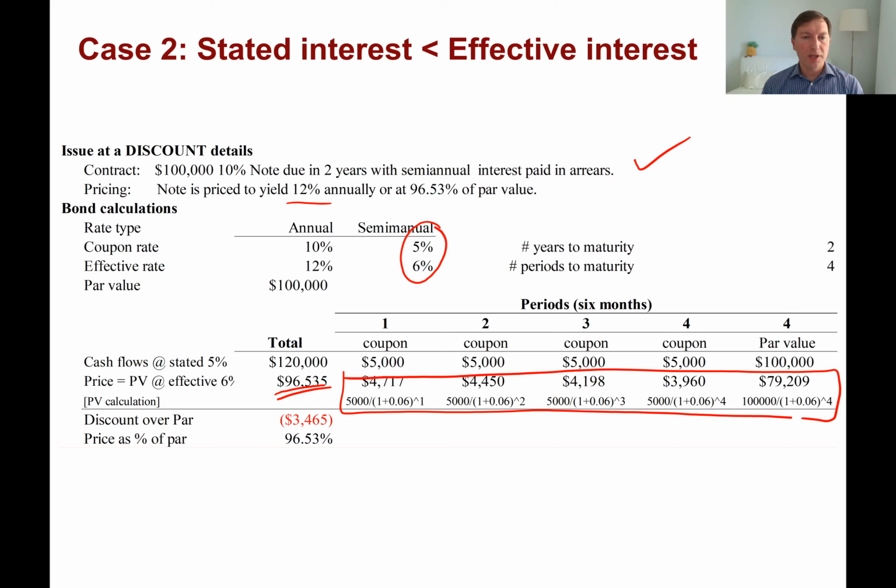Investors will be willing to give us the present value adjusted for their required rate of return. And we say that this bond is sold at 96.5% of par, right? The difference between the amount that we receive upfront and the par value paid at maturity is negative 3,500, which is the discount on this bond.